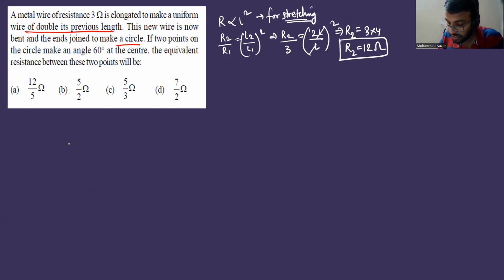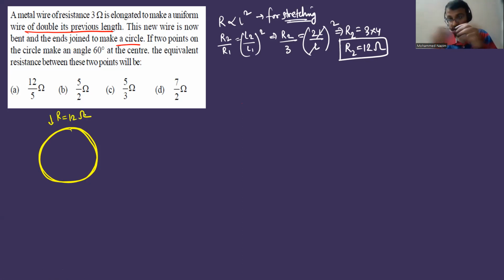Let me draw it over here. It is bent in the form of a circle, that wire whose resistance is how much actually? The resistance of this wire is 12 ohm. It's not 3 ohm. 3 ohm is elongated and then it is made in the circle. So after elongating, you need to find the resistance of that new wire, which is R proportional to L square. Now this new wire is bent in the form of a circle.